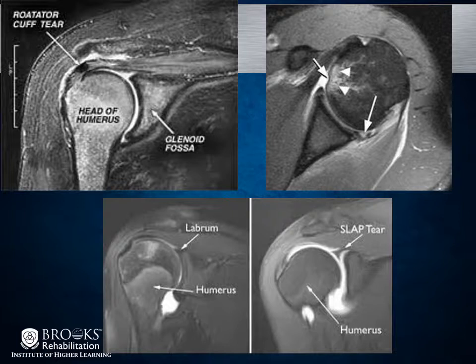Here's the supraspinatus tendon, and this black space right here is demonstrating a tear of the tendon. This is demonstrating a Hill-Sachs lesion that you'll frequently see with an anterior-inferior dislocation of the humeral head. We have a SLAP tear of the labrum right here.